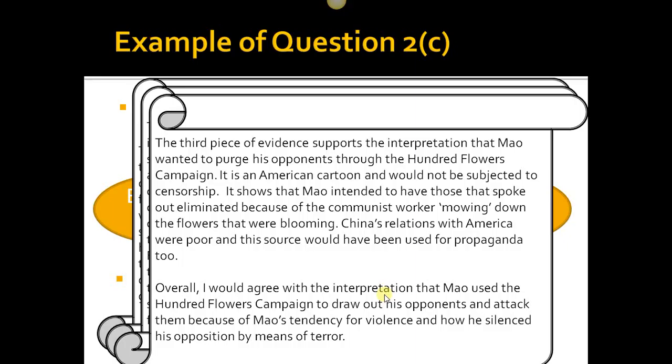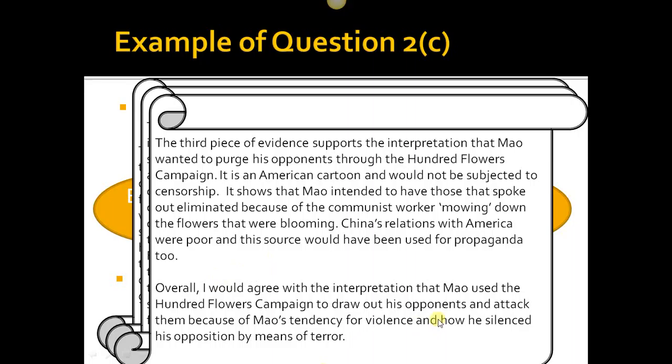It is an American cartoon and would not be subjected to censorship, okay? It shows that Mao intended to have those that spoke out eliminated because of the communist worker mowing down the flowers that were blooming. China, and I like it, mowing. I don't know if that was intentional, but I hope it was because I like that pun. But China's relations with America were poor at this time, and this source would have been used for propaganda too.